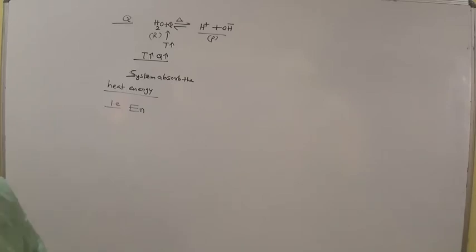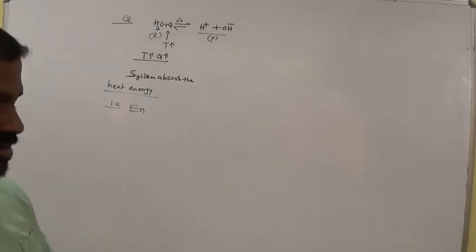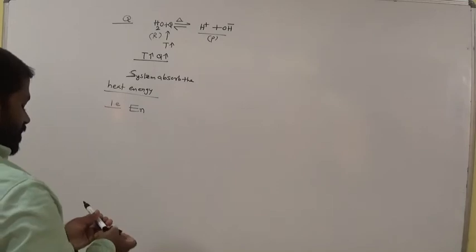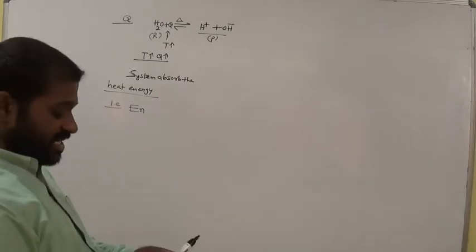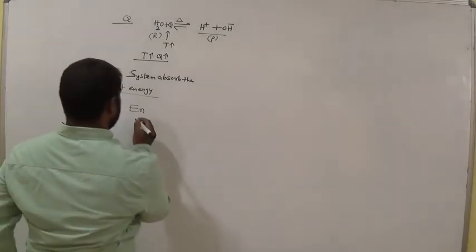It needs some heat energy to undergo ionization, am I right? So here we offered some heat energy Q, that means the reaction is at heating condition. Is it clear? Now, if we offer heat energy, then we call it endothermic.